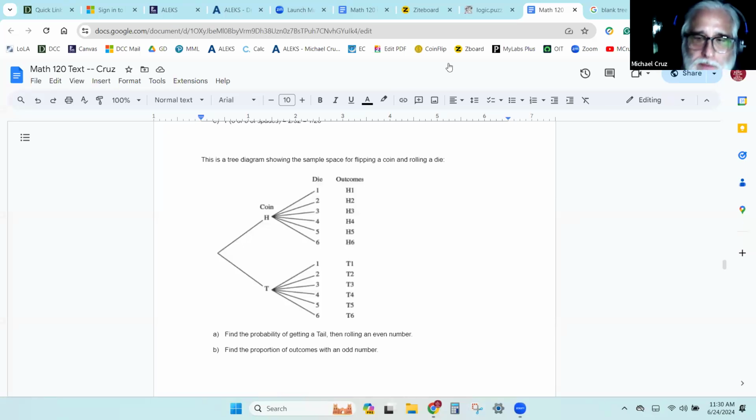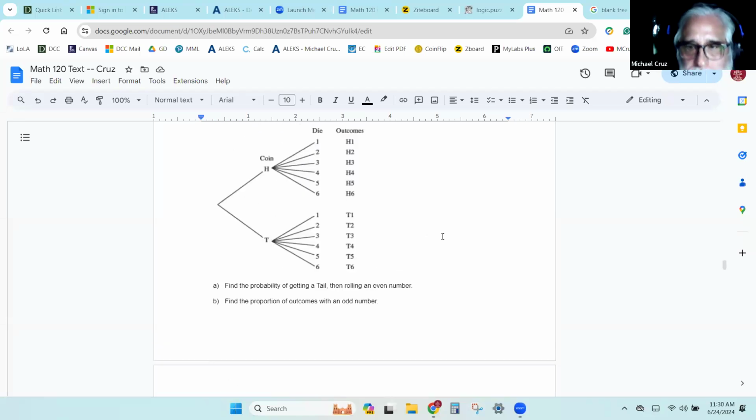All right. So now with this one, we got 2 choices for the coin, head or tail. And then we're rolling the die, and then we've got 6 choices. So we got H1, H2, H3, H4, H5, and H6, and then the same thing we're going to do with the tails. If we flip a tail on the coin, then we can still roll the die and get 1 through 6. All right. So let's see if we can answer these.